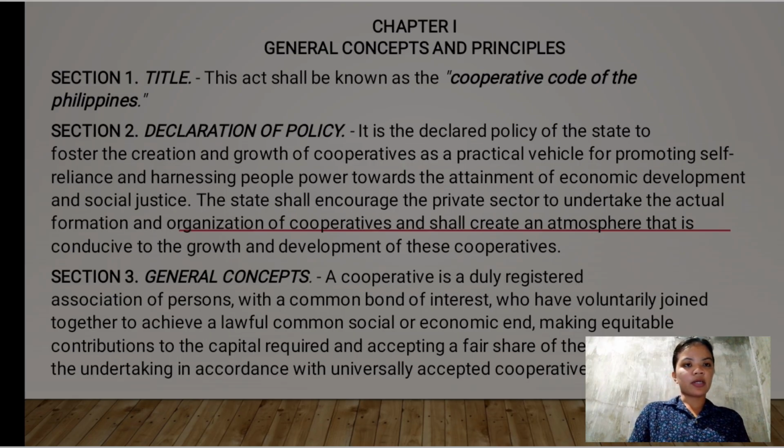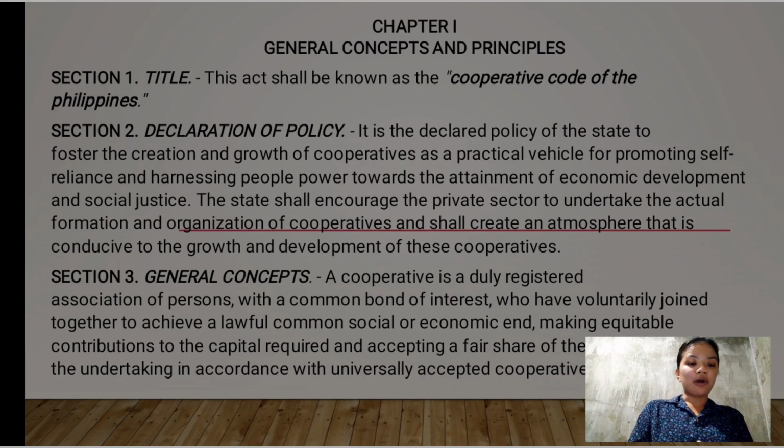Section 2 is all about the Declaration of Policy, which outlines the state's policy on promoting cooperatives as a means to achieve self-reliance, economic development, and social justice. It encourages the private sector to actively form and organize cooperatives and aims to create a supportive environment for their growth. The government is committed to providing technical guidance, financial support, and other services to help cooperatives become successful and autonomous enterprises.